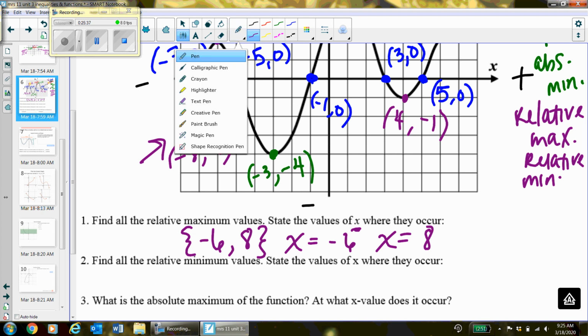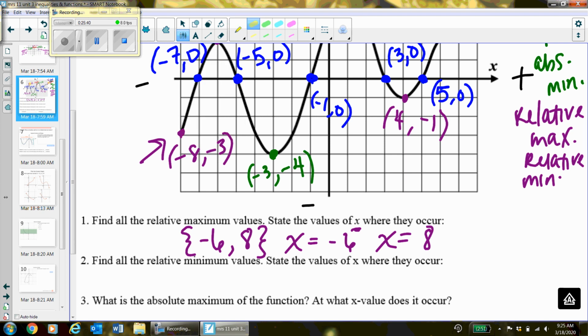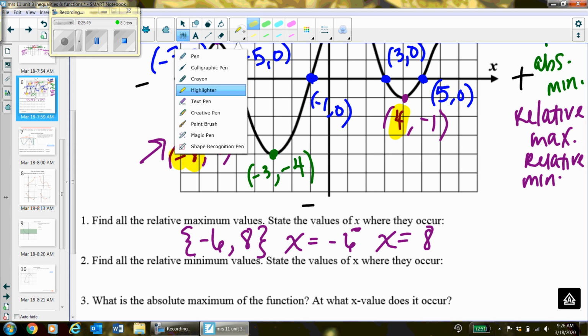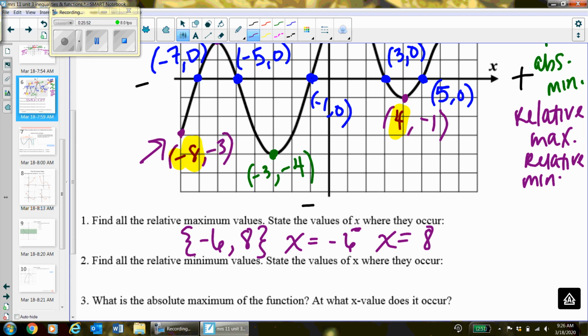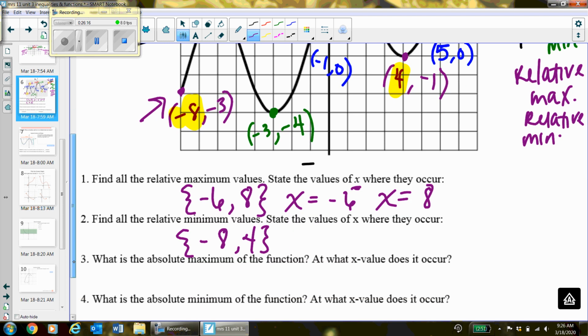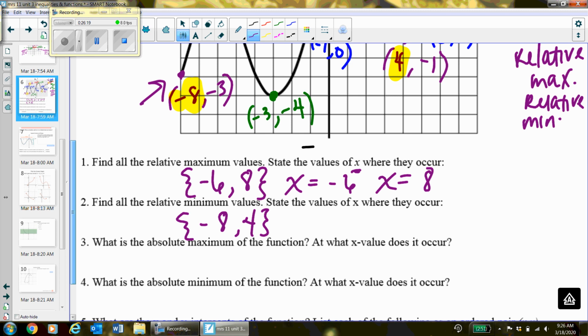So, highlighter, and I'm going to highlight the x values of all my relative minimum values. So I have one here at 4, and I have one here at -8. All right, so again, I'm going to write it in the solution set, and I'm going to put -8, comma 4. Yes, I tend to write it in the order it is on my graph, from left to right, or if you want to think about it, from least to greatest. Okay? And again, you can write it as x equals -8, x equals +4. That's also fine.